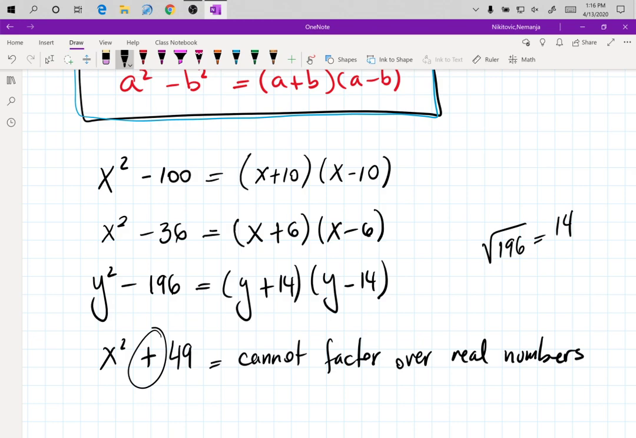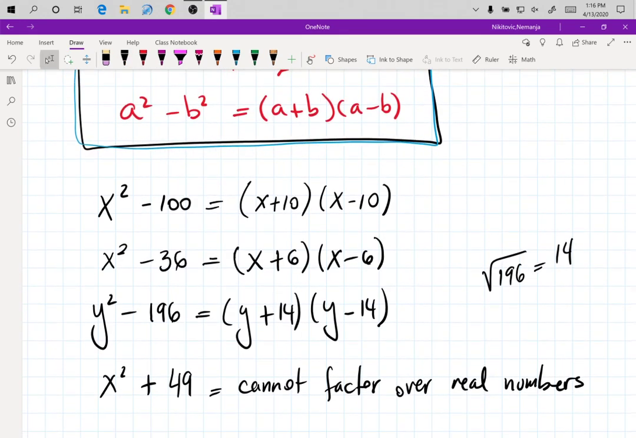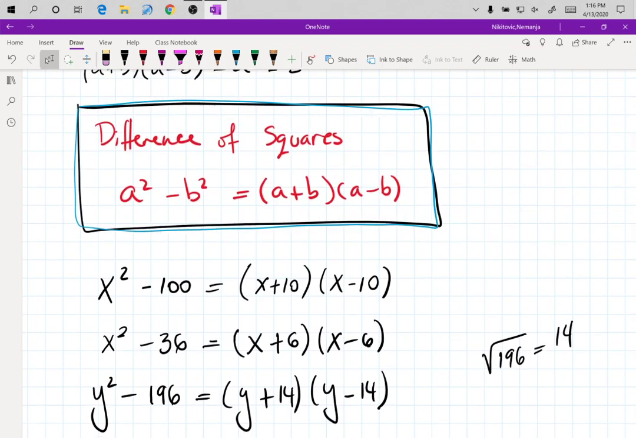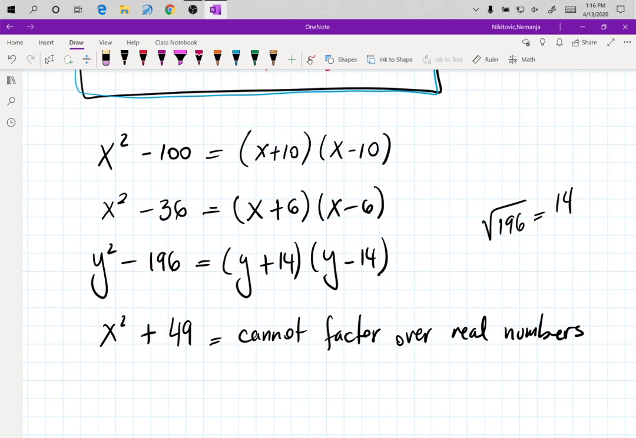Why? It has a plus. It's very important to learn the red formula, and the title says difference. This is a sum of squares, so it doesn't fit our formula. So it's a plus. That's the first thing.